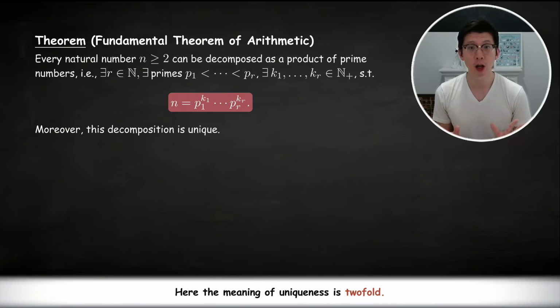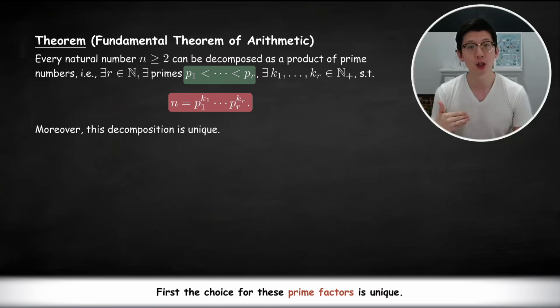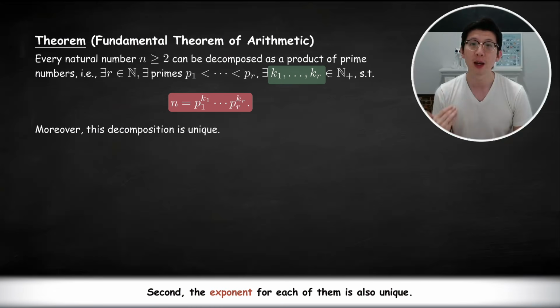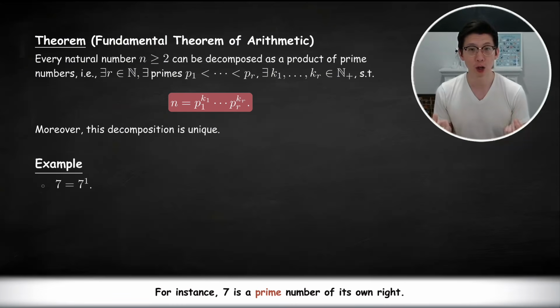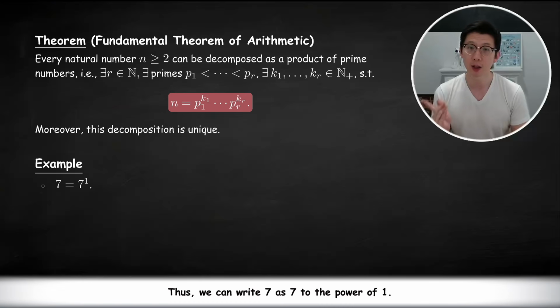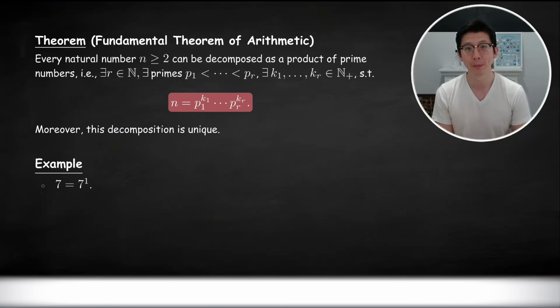Here, the meaning of uniqueness is twofold. First, the choice for these prime factors is unique. Second, the exponent for each of them is also unique. For instance, 7 is a prime number of its own right. Thus, we can write 7 as 7 to the power of 1.